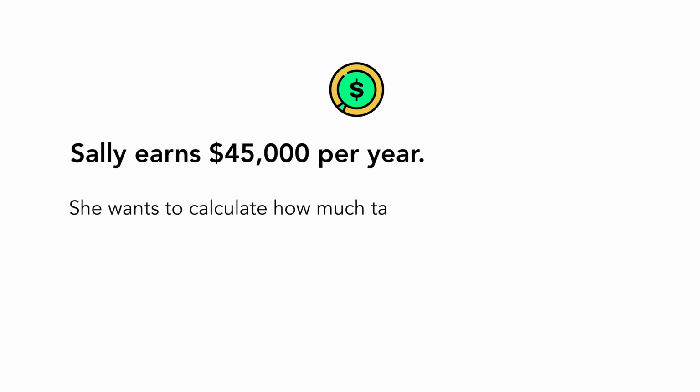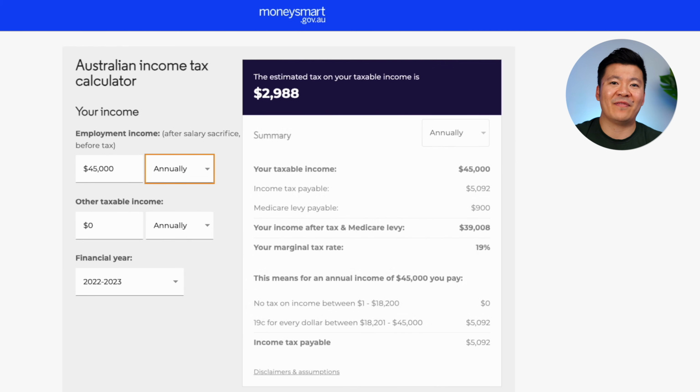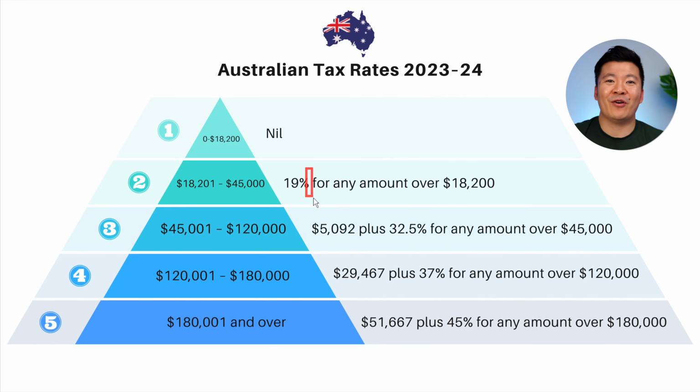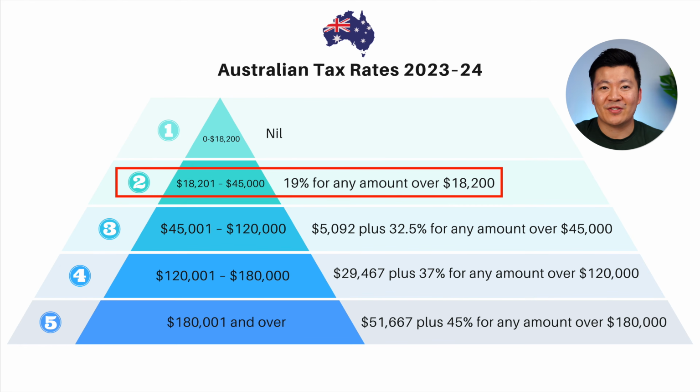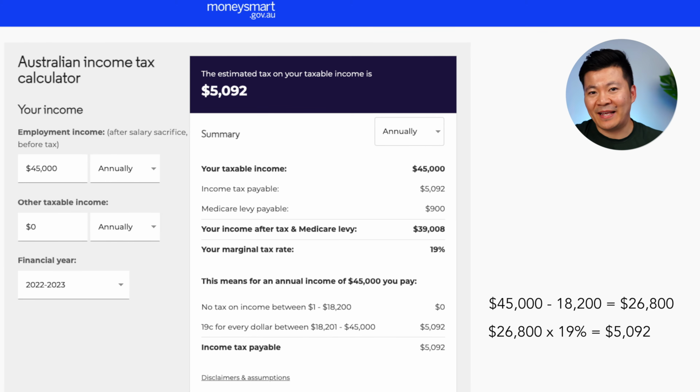So using this calculator, in the first example, Sally earns exactly $45,000 per year and she wants to calculate how much tax she must pay for the year. So using the calculator, let's enter $45,000 here. Now from the tax table, we know Sally falls into the second tax bracket. So the first $18,200 is tax-free. If we minus $45,000 by $18,200, we get $26,800. This is the amount that will be taxed at 19% as per the second tax bracket. So $26,800 times 19% equals $5,092. This is Sally's income tax payable.